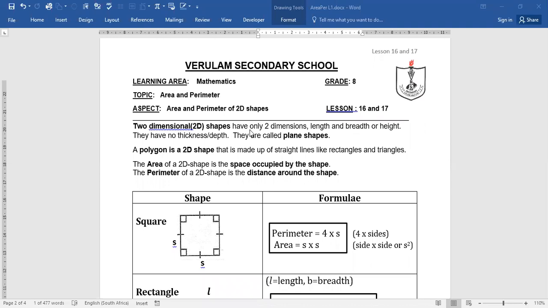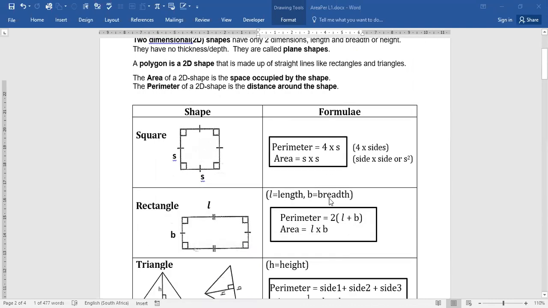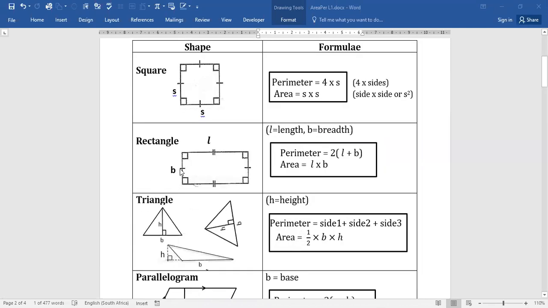We are on area and perimeter of 2D shapes. We're now on lesson 17. In the previous lesson, we looked at the area and perimeter of the square. The perimeter is 4 times sides. Your area is side times side. Your rectangle perimeter was 2 times length plus breadth, and your area is length times breadth.